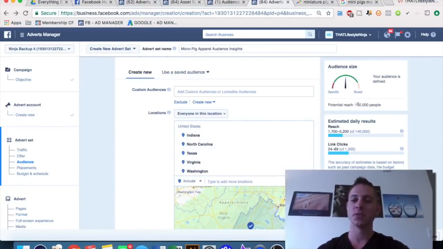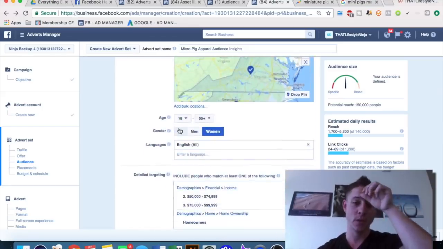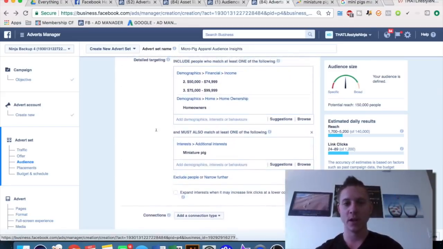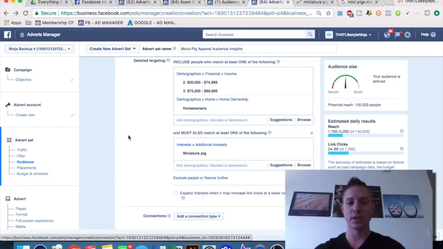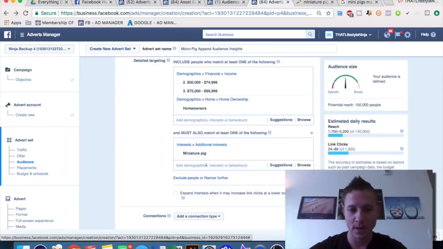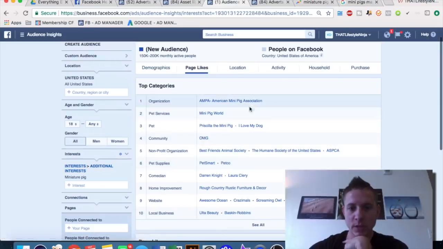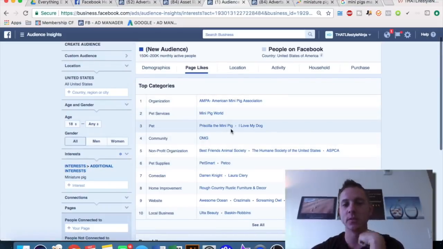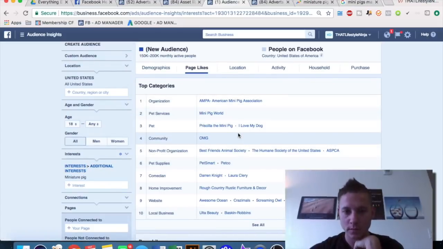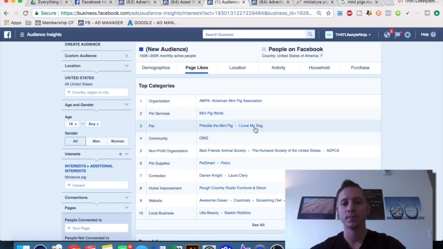Now we see we have a potential reach of 150,000 people, which means we need to think of another way or two to actually narrow this down. So let's see if we can find anything in here. American Pig didn't work, Priscilla the Mini Pig didn't work, and Mini Pig World did not work.